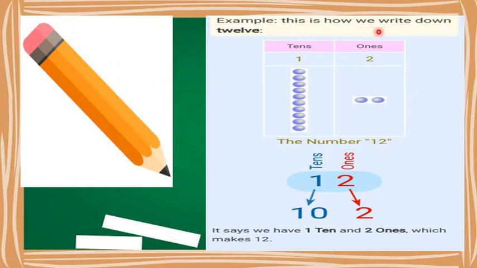Example, this is how we write down 12. Look, if we want to write down the number 12, how can we write it? At the tens place there is the number 1 and at the ones place there is the number 2. The number 12. 1 goes at the tens place and 2 goes in the place of ones. It says we have 1 ten and 2 ones, which makes 12.